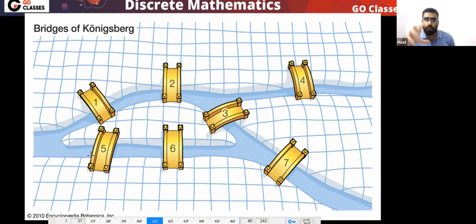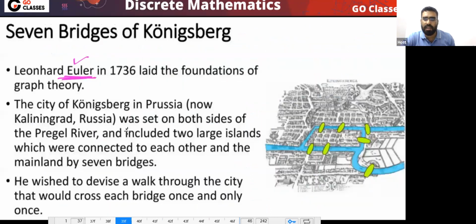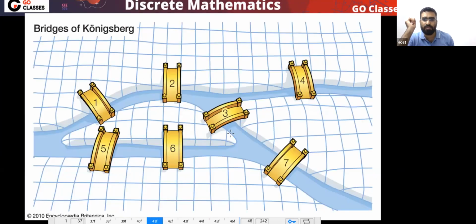So mathematicians want some generalization. Mathematicians want to know why it is happening, why it is not happening. Okay, so this was an open problem, and for 200 years no one could answer it. No one. Then this person came, Euler. And what he did, see, this is an actual city, and he created a graph from this. This was the first graph in graph theory.